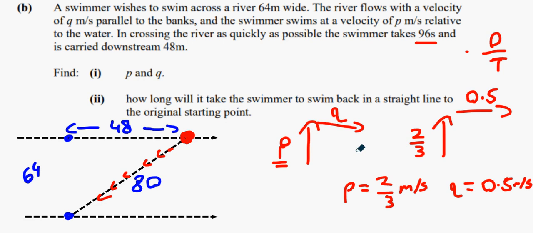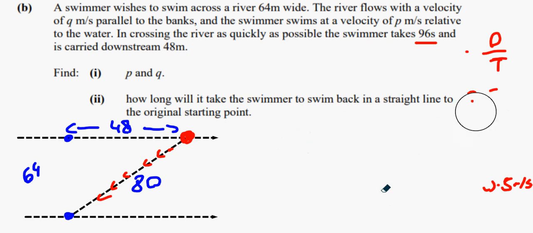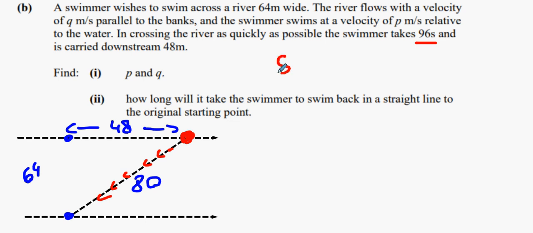Alright. Now, let's think about this logically here, right? So we'll call the swimmer S, and we'll call the river R. Do I use V_SR or V_RS? Is it the velocity of the swimmer in the river, or is the velocity of the river in the swimmer? Which one makes sense? V_SR is the one that makes sense, alright?